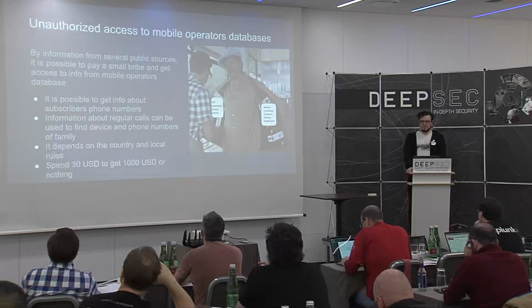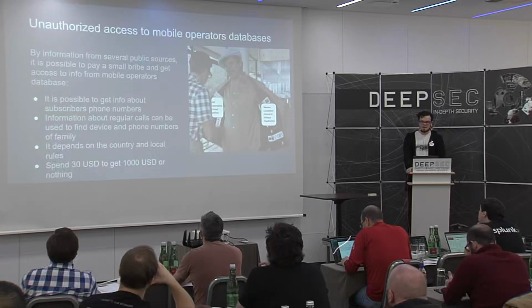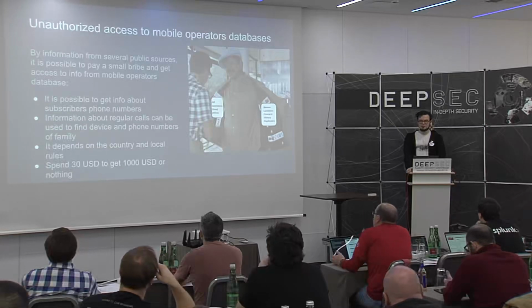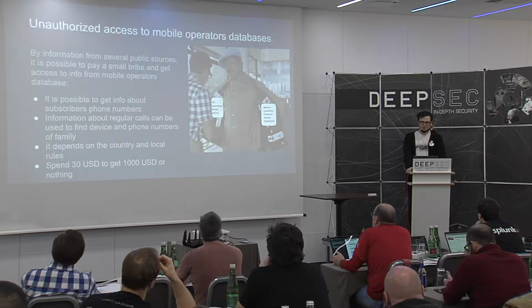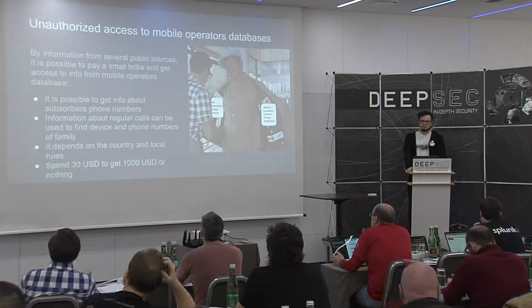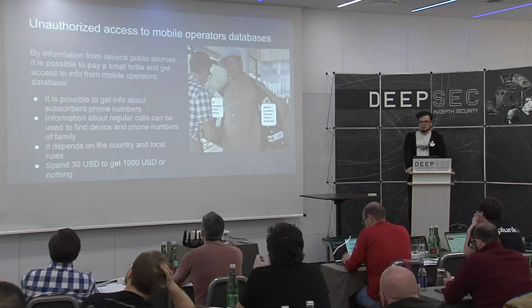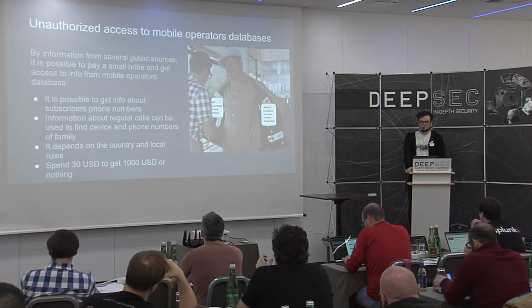Sometimes, besides public sources, you can pay some money to the mobile operators' employees. It depends on the country. For example, in Russia, it's something between $10 and $100 to get information about a lot of phone numbers, to get information from the mobile operator database. And it can be useful for direct attacks, or also it can be used to get information about not active numbers.